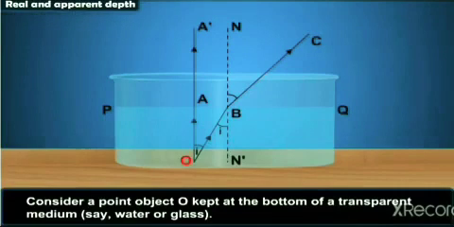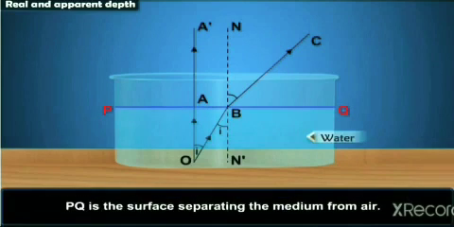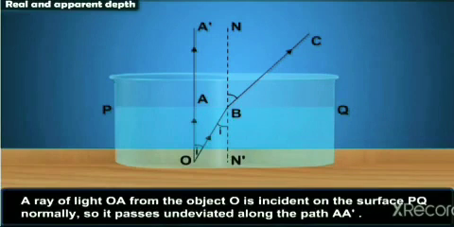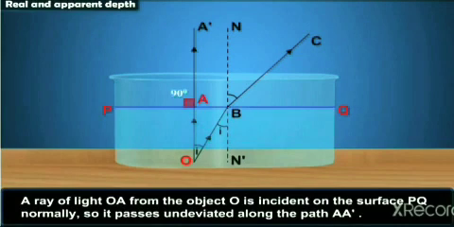Consider a point object O kept at the bottom of a transparent medium, say water or glass. PQ is the surface separating the medium from air. A ray of light, OA, from the object O is incident on the surface PQ normally, so it passes undeviated along the path A, A', as seen in the figure.